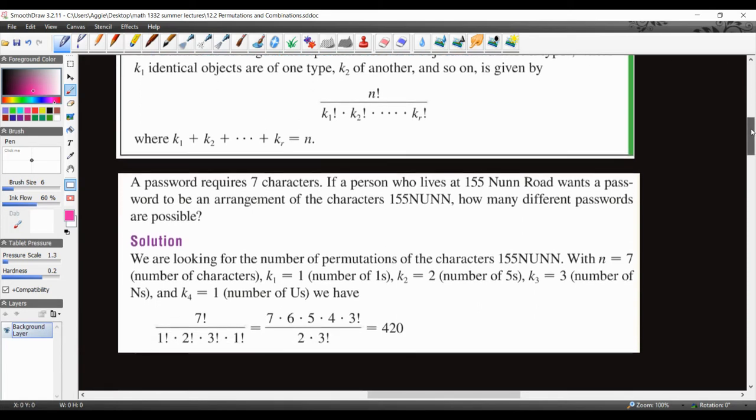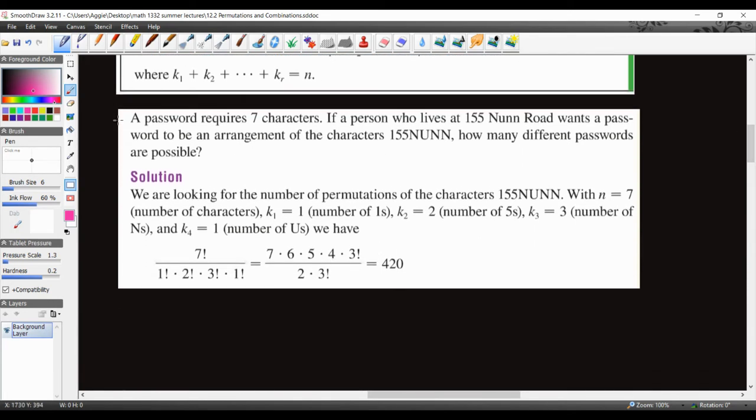So let's just see an example in action for that one. I'm not going to do the whole thing, I just wanted to go through one. We have that a password requires 7 characters, okay? If a person who lives at 155 Nunn Road wants a password to be an arrangement of the characters 155NUNN, how many different passwords are possible? Okay, so we're looking at a select number of characters. So in this case, we have these to work with, with n equal to 7 because that's the total number of characters. So this whole thing right here is equal to 7 characters.